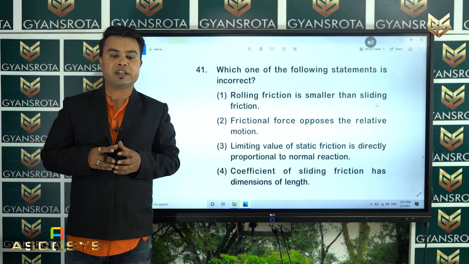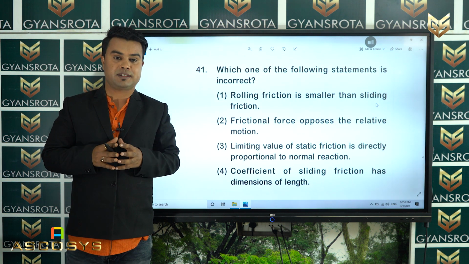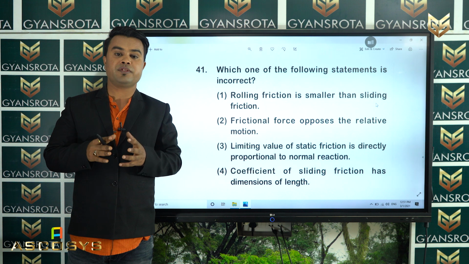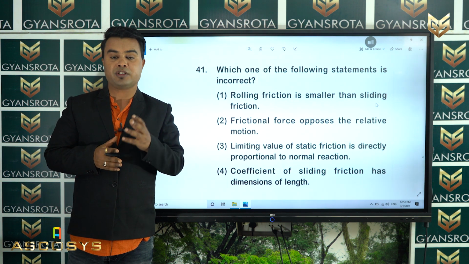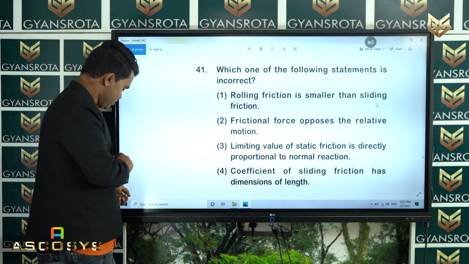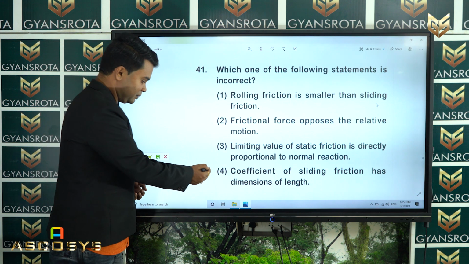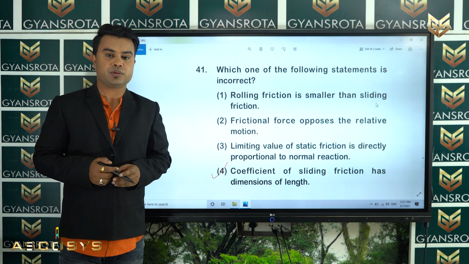What I am trying to tell you is that any coefficient of friction has no units, right? Coefficient of friction is given by F by N, so their dimensions or units cancel out. They are dimensionless. So number 4 is the correct answer, right? Let us move to the next question, question number 42.